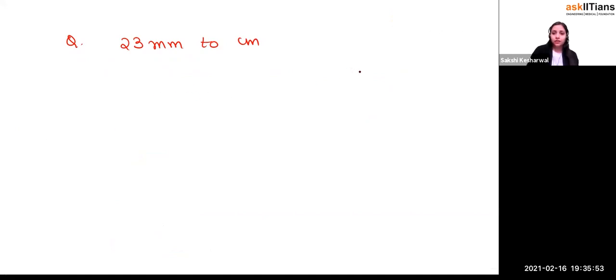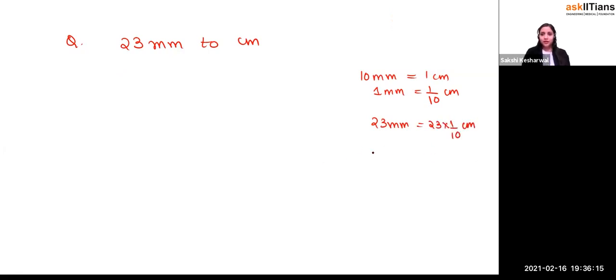Okay, so we learned that 10 millimeter is equals to what, beta? 1 centimeter, right? So can I say that 1 millimeter, by unitary method, is 1 by 10 centimeter? Right or not? Yes. So 23 millimeter is equals to how much, beta? 23 into 1 by 10 centimeter. That's all, you leave your answer meanwhile. If you know how to put this in the decimal, it's okay, like 2.3. But if you don't know how to use the decimals, please just leave your answer like that. This we will be doing in a much better way while we'll be doing the chapter decimals, right?